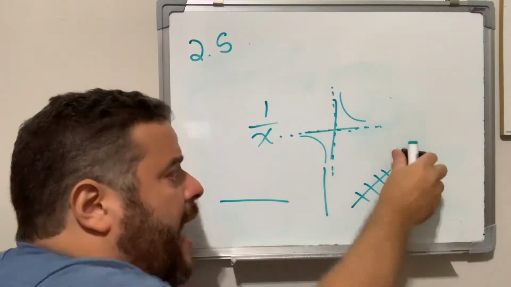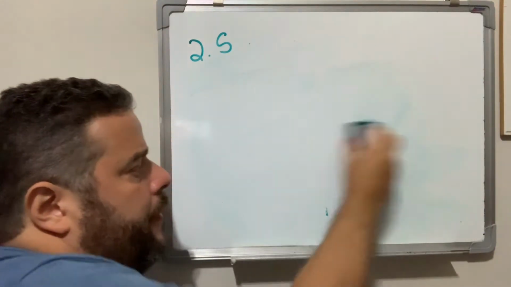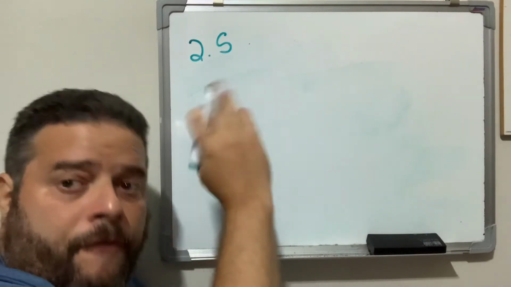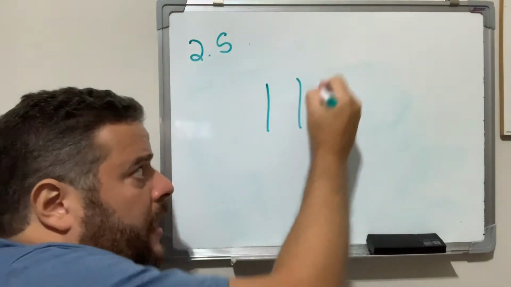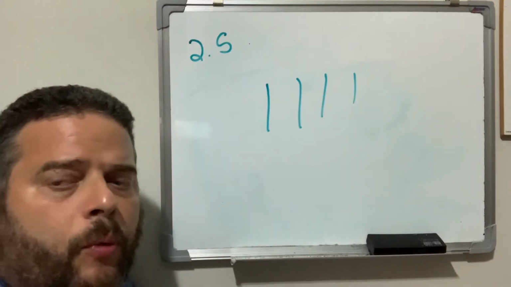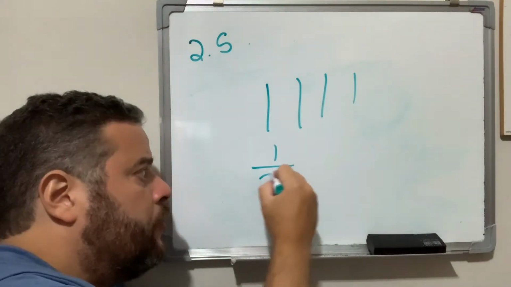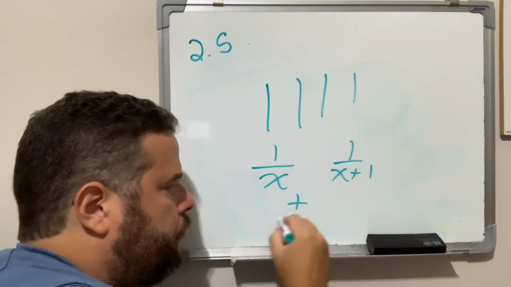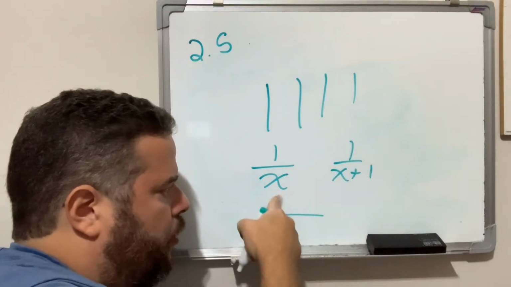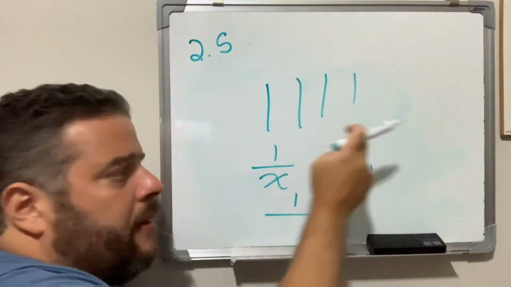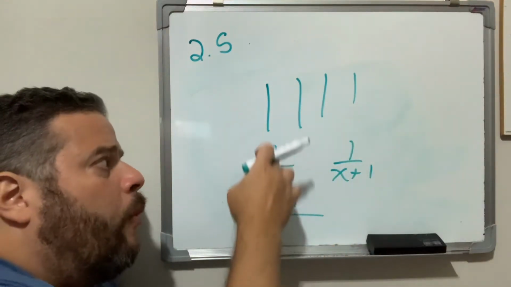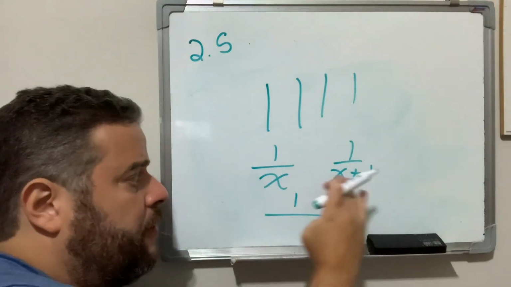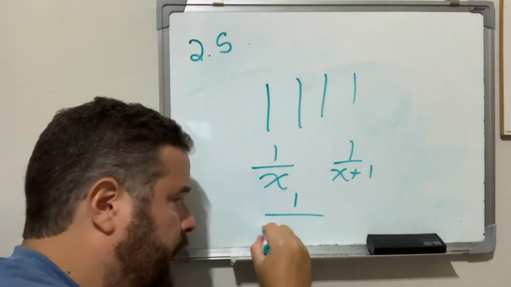So how do you find the vertical asymptotes? I think this is the simplest way. Let's go over a couple of examples. And again, the numerator can be any number, but when you're looking for vertical asymptotes, you only have to focus on the denominator.